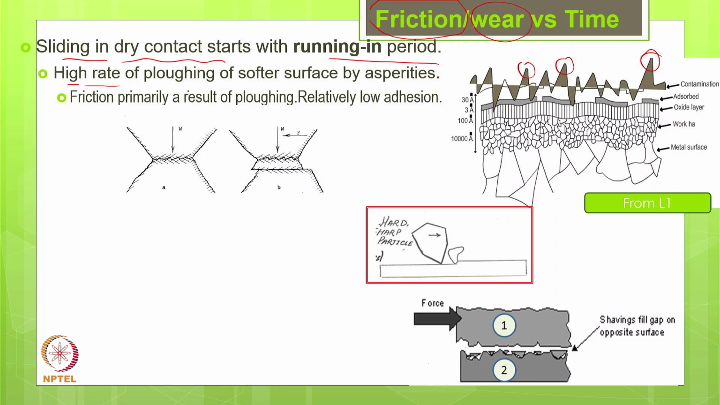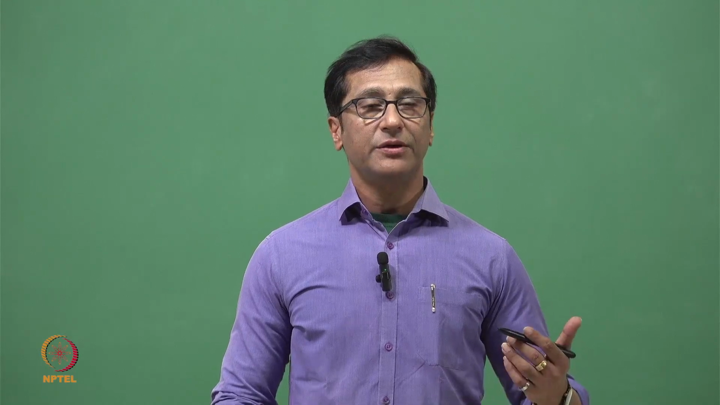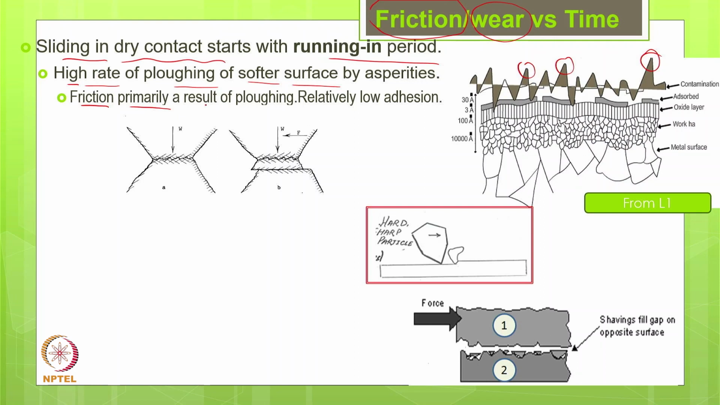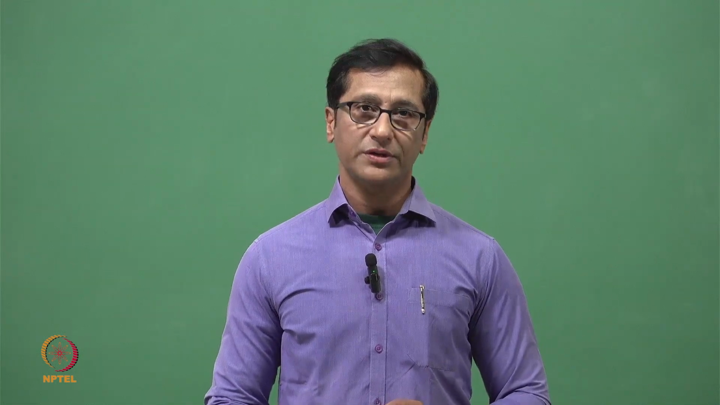So the harder surface will try to plow the softer surface by its asperities. The friction we predict in this situation will be primarily a result of plowing. That means whatever the energy loss in plowing, that will help us figure out what the friction is.